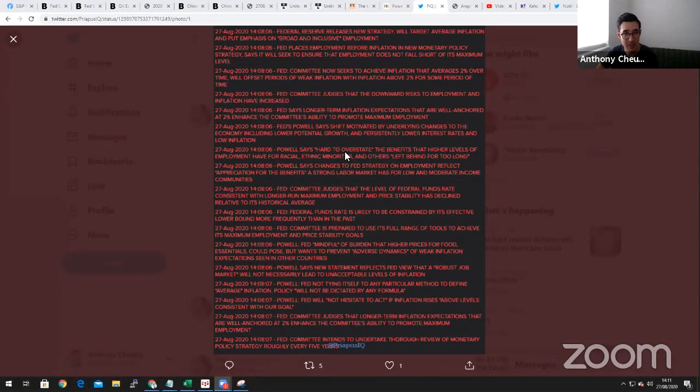Just having a quick look, the Fed judges that downward risk to employment and inflation have increased, and hence the reason why I guess they've gone forward with this type of definitive statement now. The Fed committee judges that the level of the federal funds rate consistent with longer run maximum employment and price stability has declined relative to its historical average. The overall net sum of this here is the Fed has kind of delivered, I guess.